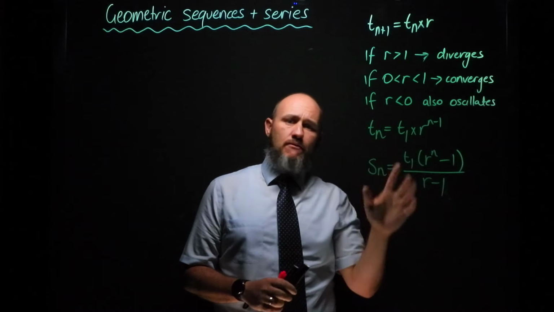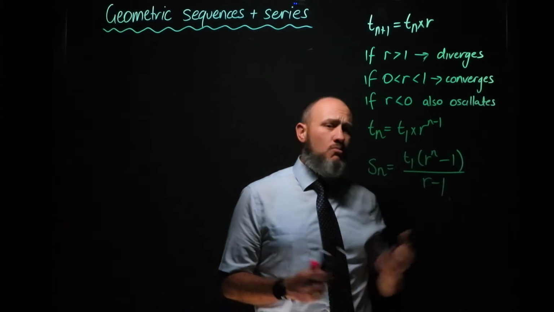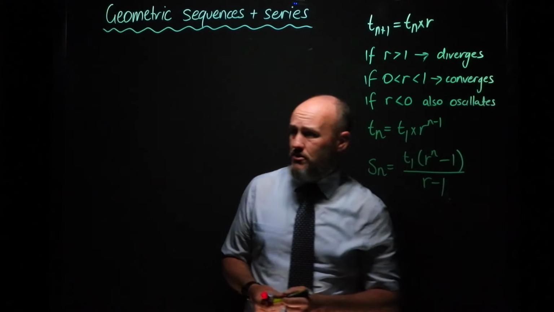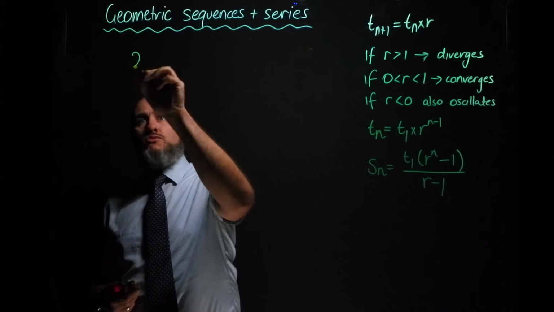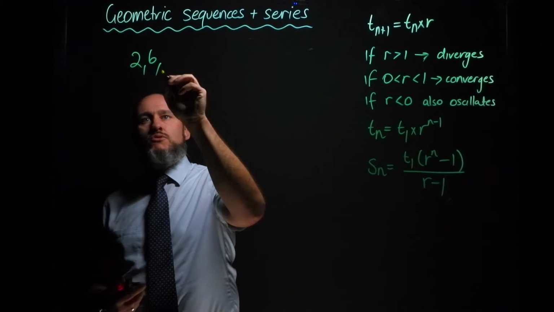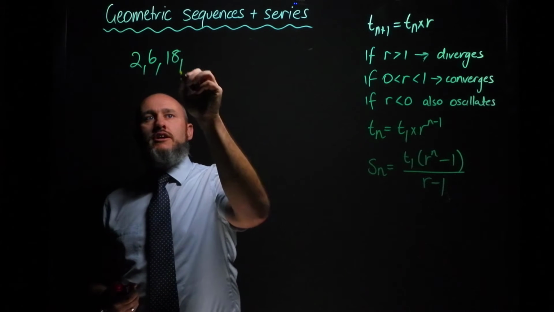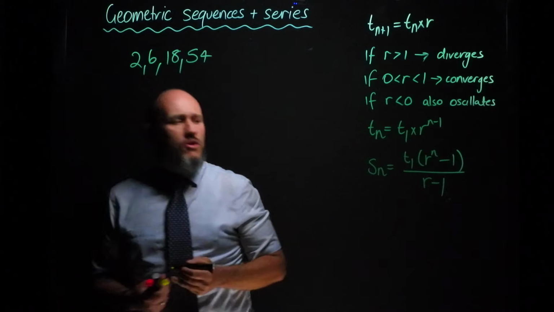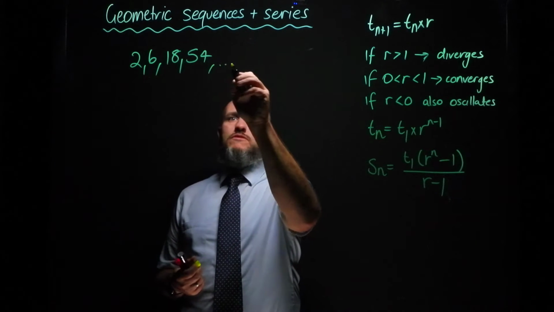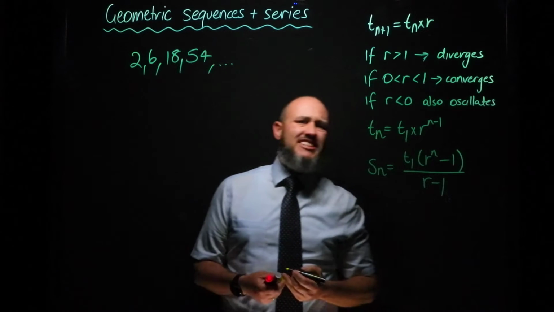Anyway, I've got the summing formula here, which is what we're going to talk about now. What if we want to sum a geometric sequence? So we might have a geometric sequence like this one, which I've used a few times because it's nice and simple: 2, 6, 18, 54. What if I want to calculate the sum of this sequence for, say, the first 6 terms?